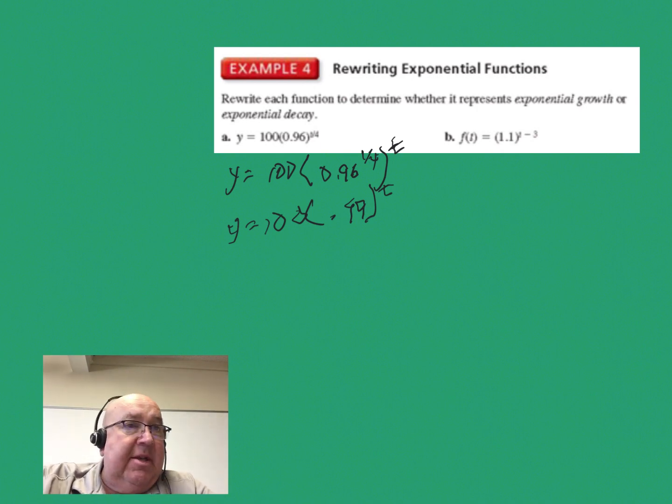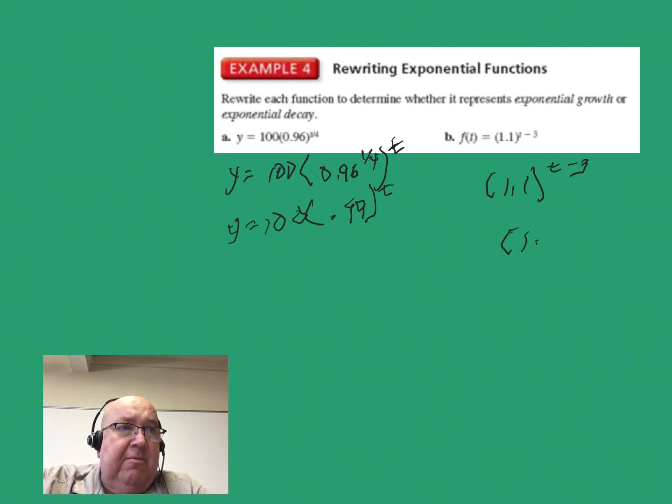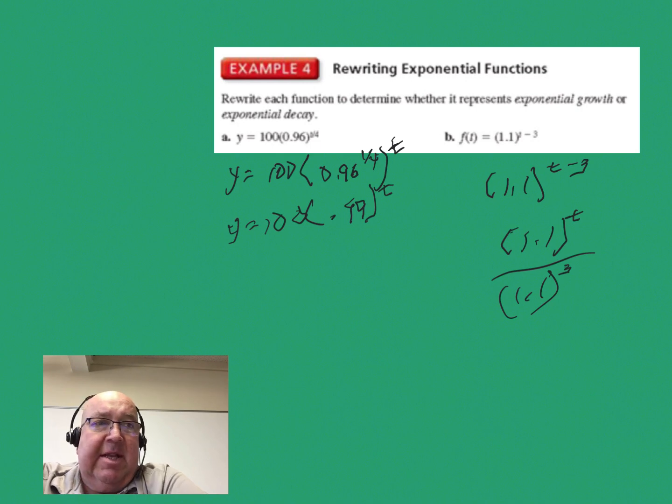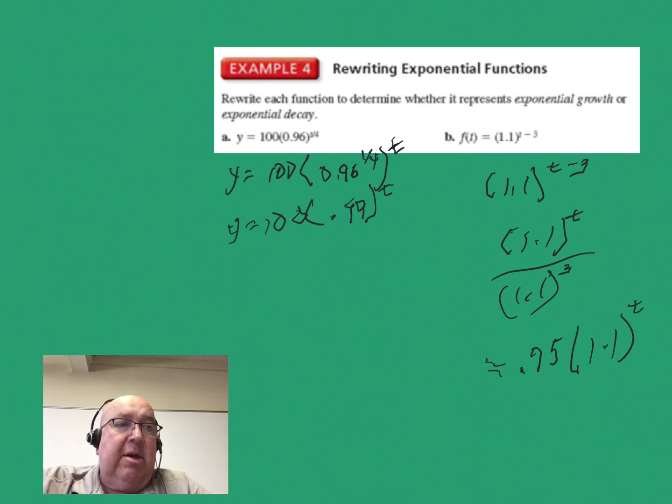Now we have the function here, 1.1 to the t minus 3. So we're going to rewrite that as 1.1 to the t over 1.1 to the 3rd power. And we evaluate that with a calculator, and it's going to be about 0.75 times 1.1 to the t power. Because it's greater than 1, 1.1 is larger than 1, that is a growth function.